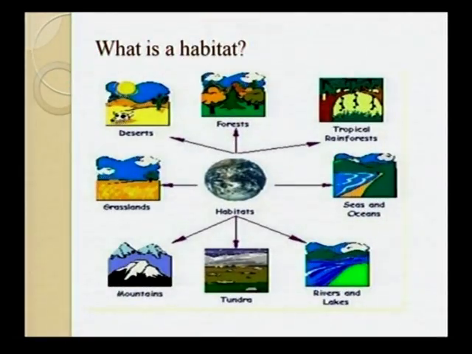Friends, these are some of the habitats here. There are desert habitat, forest habitat and tropical rainforest, seas and oceans and grasslands, mountains, tundra regions and rivers and lakes. These are all the habitats, friends.